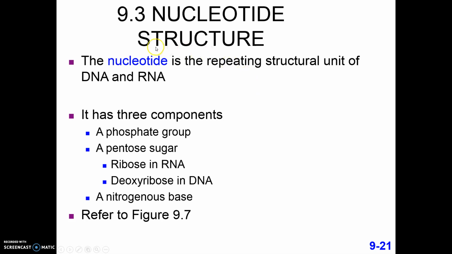So, the main repeating structural unit of both DNA and RNA is the nucleotide. And we've discussed DNA and RNA before. We've referred to it as a polymer, and those individual subunits, again, are called nucleotides. A nucleotide has three main components.